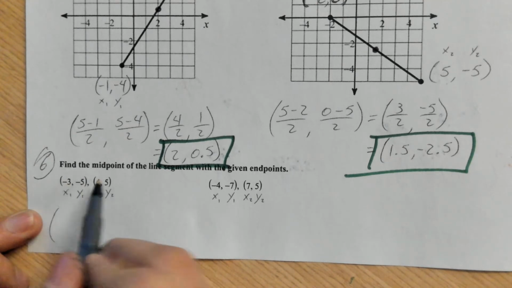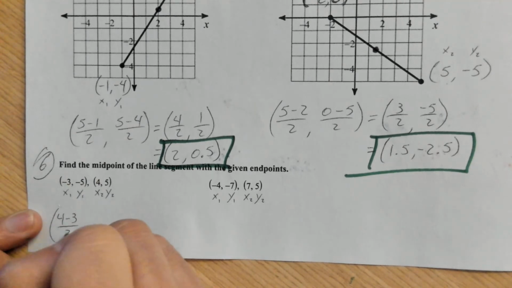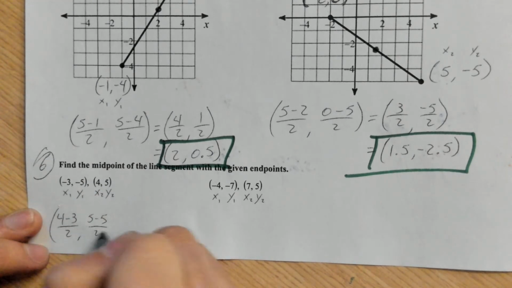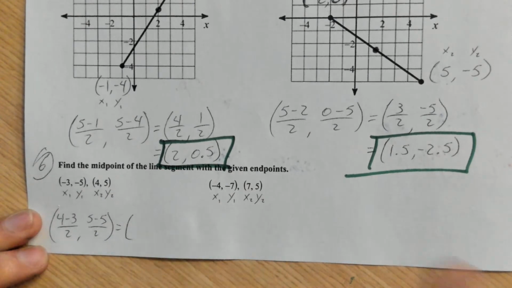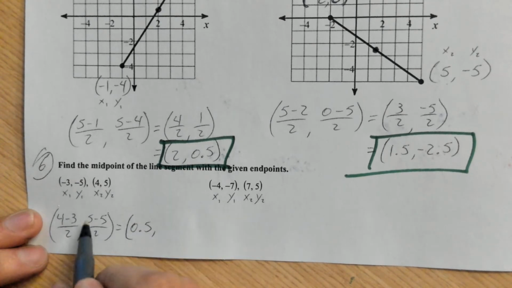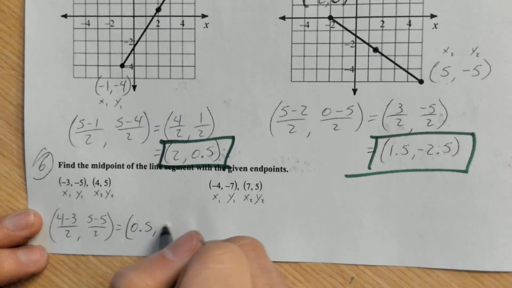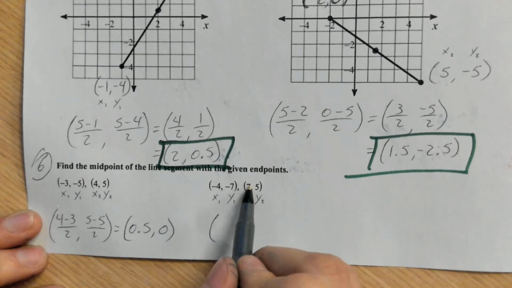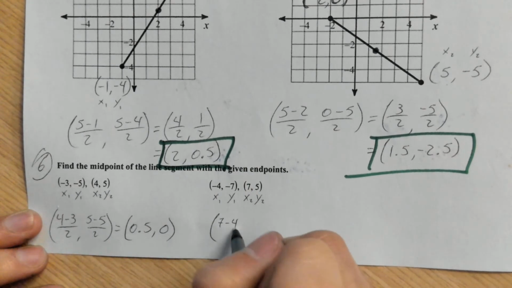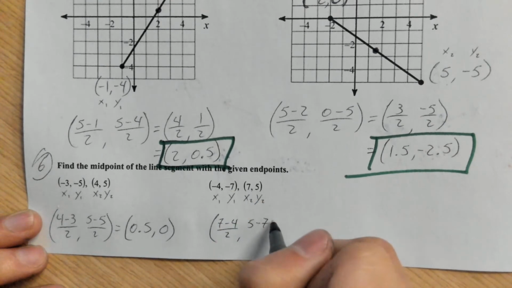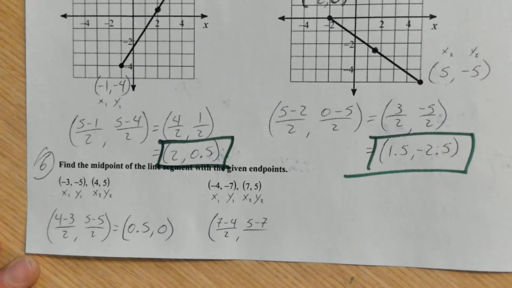So the x's together, the -3 and the 4 together, so 4 minus 3 divided by 2, comma, and then the 5's go together, so 5 minus 5 divided by 2. So now I'm going to do the math in my head. So 4 minus 3, it's going to be 1 over 2, so 0.5. And then 5 minus 5, that's going to be 0 divided by 2, that's 0. That's it. Same thing for this one, the x's go together, so 7 and -4 go together, 7 minus 4 divided by 2, comma, and then the -7 and the 5, so 5 minus 7. Again, the order in which you put the numbers doesn't really matter. I just like to put the positive first and then the negative.